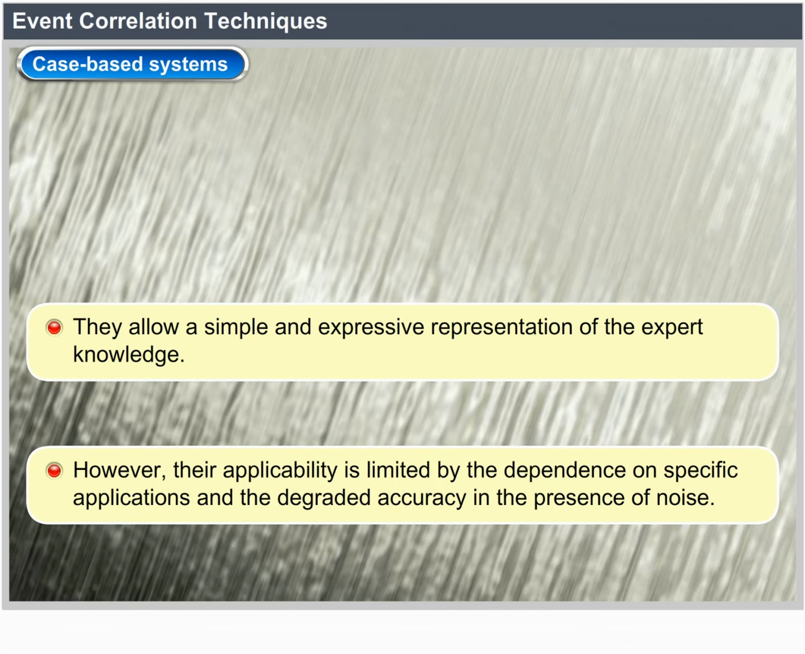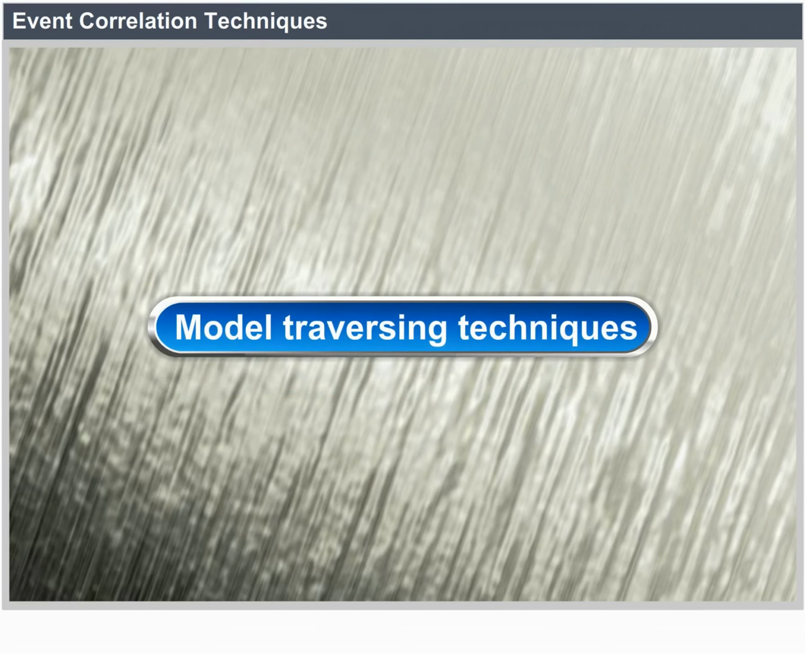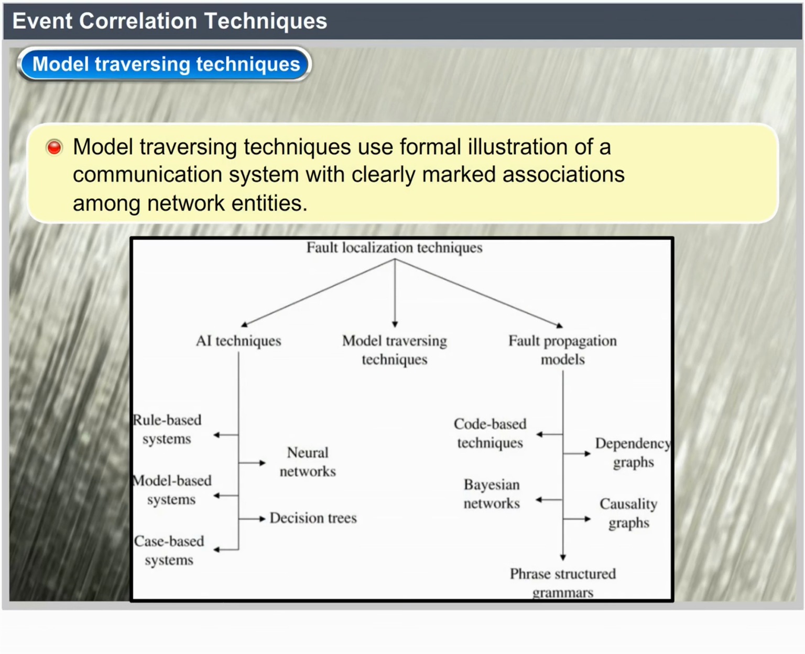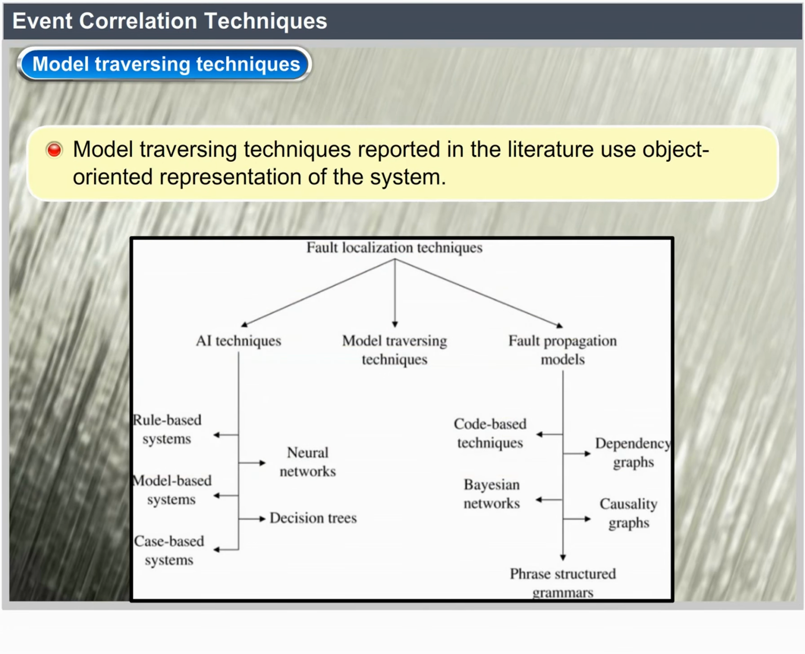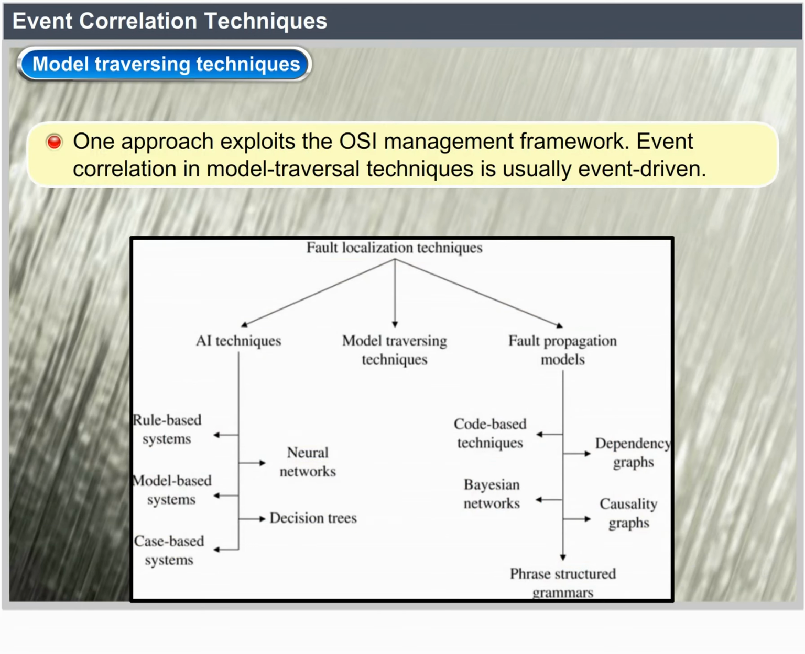Model traversing techniques. Model traversing techniques use a formal representation of a communication system with clearly marked relationships among network entities. By exploring these relationships, starting from the network entity that reported an alarm, the fault identification process is able to determine which alarms are correlated and locate faulty network elements. Model traversing techniques reported in the literature use an object-oriented representation of the system. One approach exploits the OSI management framework.